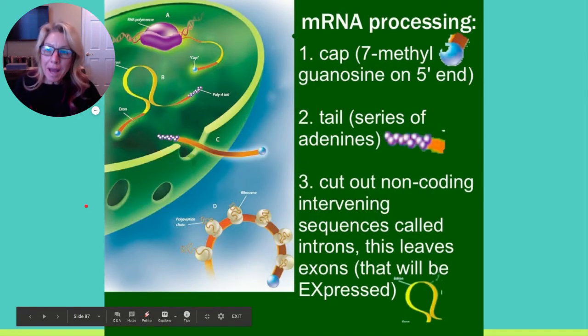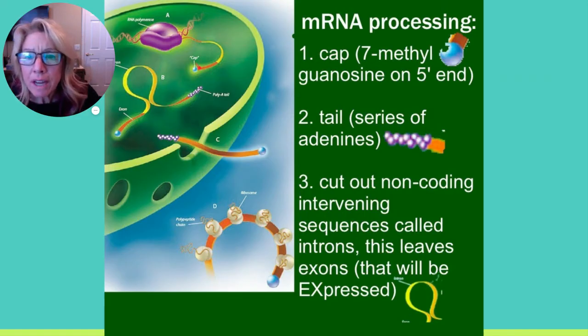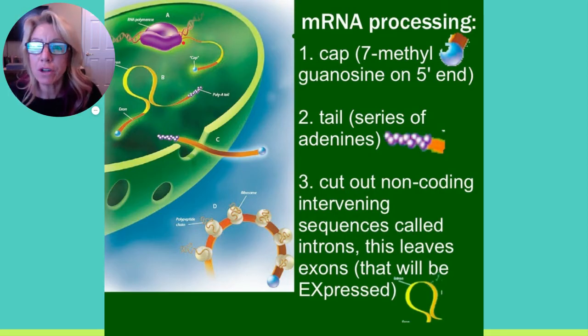All right, so mRNA processing. The first thing you have to do is put a cap on the head, and that cap is called 7-methylguanosine. If you look right here, here's the mRNA coming off of the DNA you can see in the background. This big purple thing is the RNA polymerase. So right here, you're going to put your cap. Remember, you're reading 3' to 5', making 5' to 3'. So the cap is going to go on that 5' end.